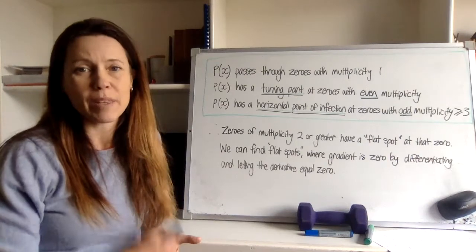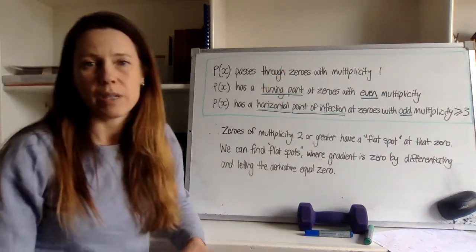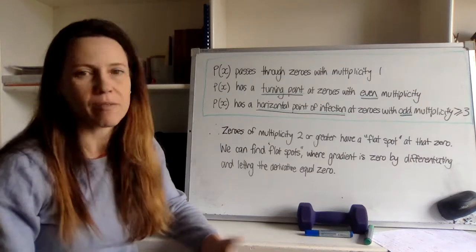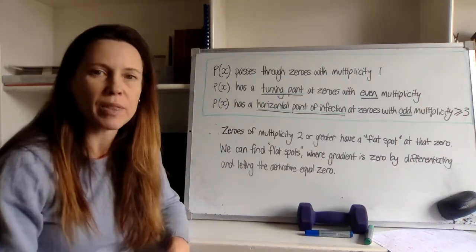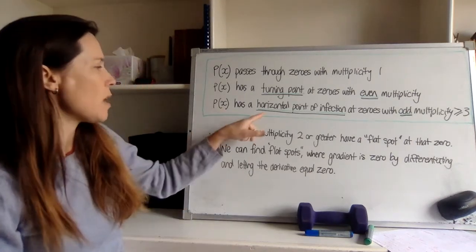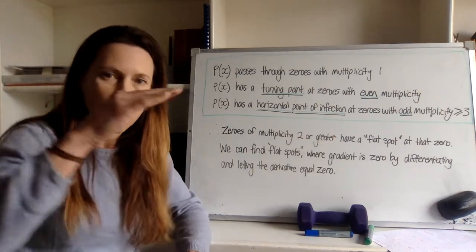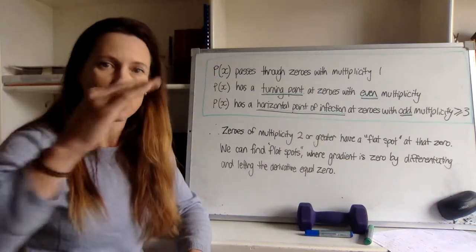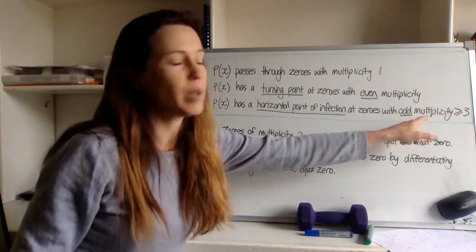So let's write down something that summarizes all of that. A polynomial passes straight through zeros that just have a simple multiplicity of 1. But it will have a turning point at any 0 with even multiplicity, so 2, 4, 6, etc. And it will have a horizontal point of inflection, which is where we go up, do a wobble, and then go up again, or go down, do a wobble, and go down again, at any zeros that have odd multiplicity of at least 3.